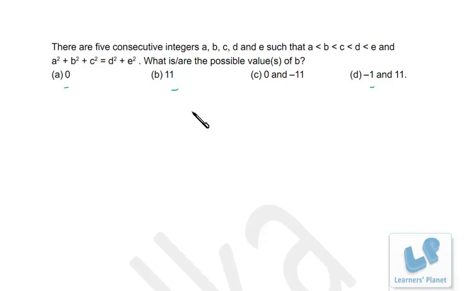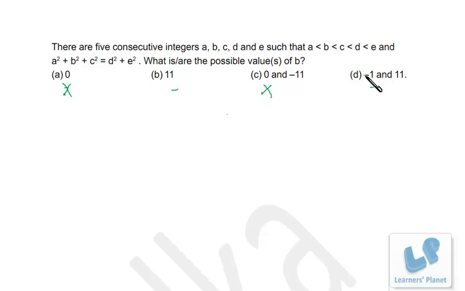So just listen to me carefully. If b is 0, that means a must be -1 and c must be 1. So this relationship will not be satisfied because this will be 1 plus 0 plus 1 and here we'll be having 2 square plus 3 square, right? So 0 is cancelled out. That means these two options are cancelled out, right?